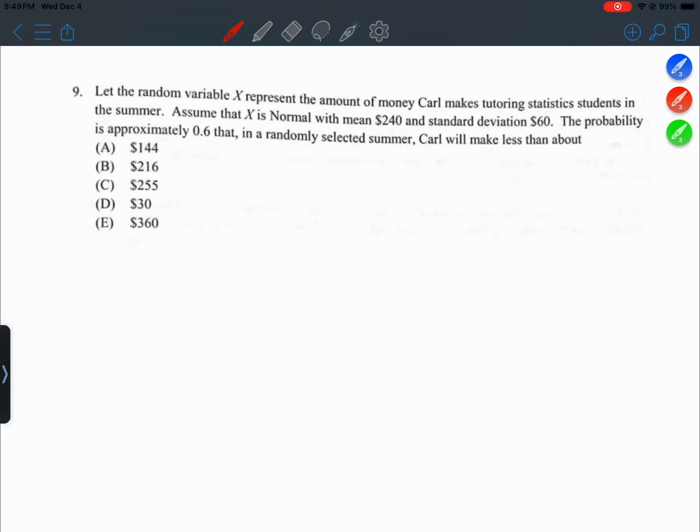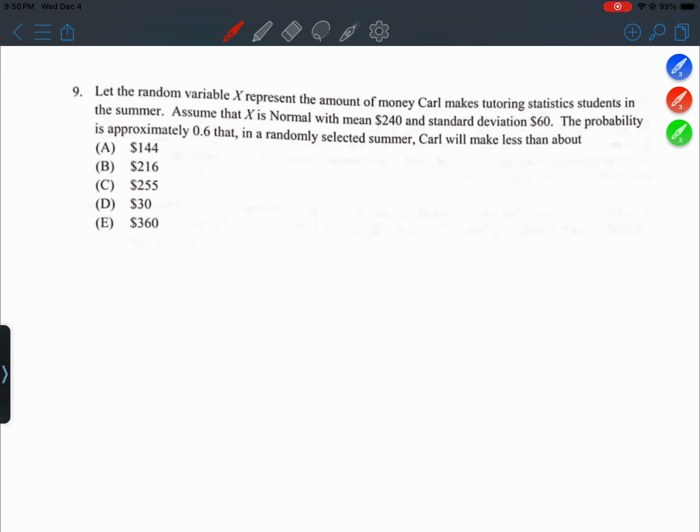Question 9. Let the random variable x represent the amount of money Carl makes tutoring statistics students in the summer. Assume that x is normal with mean $240 and standard deviation $60. The probability is approximately 0.6 that in a randomly selected summer, Carl will make less than about what amount?